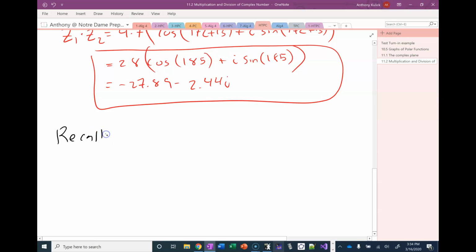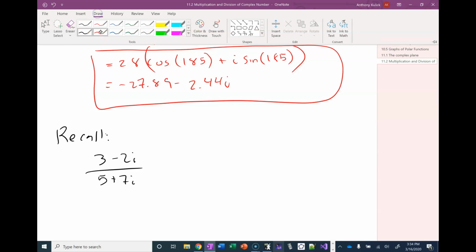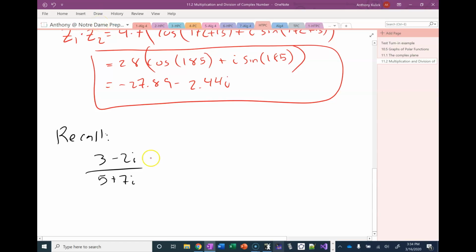So recall back from your algebra 3-4 days, if I had, say, the complex number 3 minus 2i divided by 5 plus 7i, to divide these two complex numbers, I needed to multiply by the conjugate of the denominator, which means I have to multiply the top and bottom by 5 minus 7i. So that means I'm going to have to FOIL in the top and FOIL in the bottom.